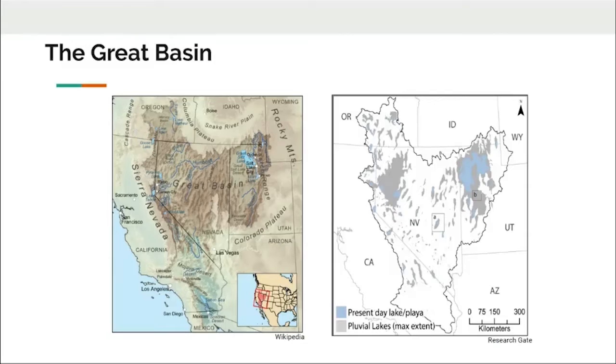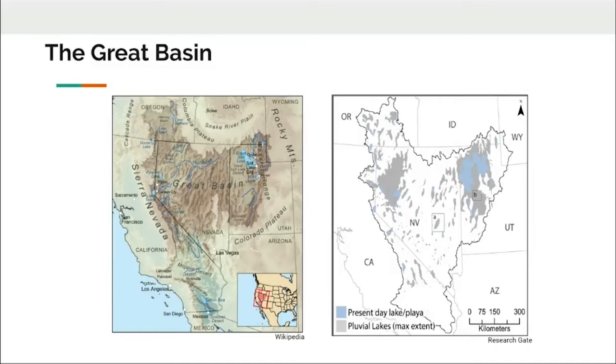However, during the Pleistocene, which is the environmental epoch that happened before the one we are in today, which is the Holocene, the Great Basin was covered in numerous pluvial lakes. The figure on the right here depicts these pluvial lakes in gray that were once on the landscape.